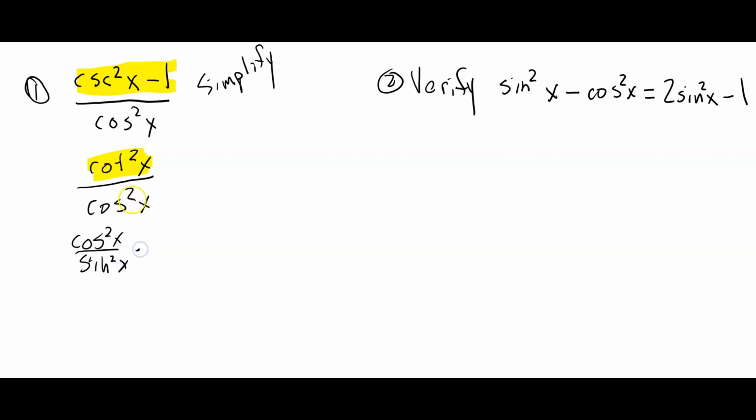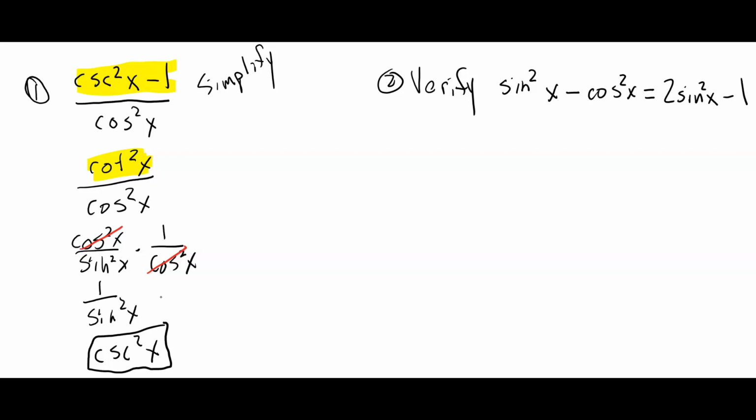And then we still have this cosine squared x in the denominator, so I'm going to write that as 1 over cosine squared x. And then these two cancel out. So I'm left with 1 over sine squared x, which is equal to cosecant squared x. Now, typically, if we can write our answer so it's not in fractional form, that's the most simplified answer. All right, moving on to number 2.